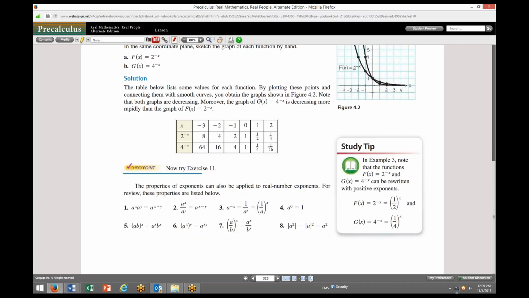And that concludes our lesson on section 4.1 about exponential functions and their graphs.